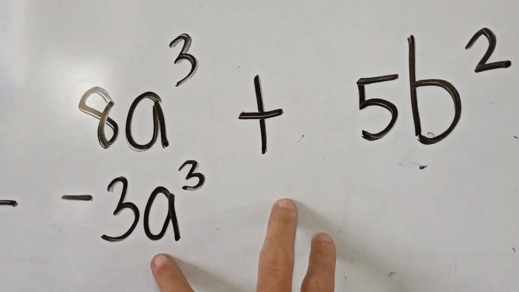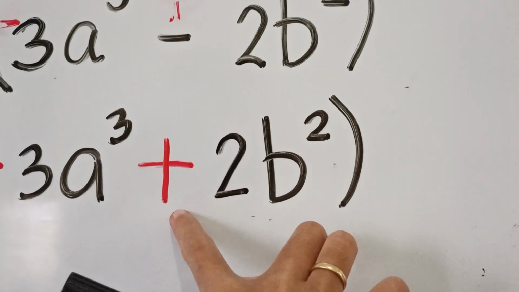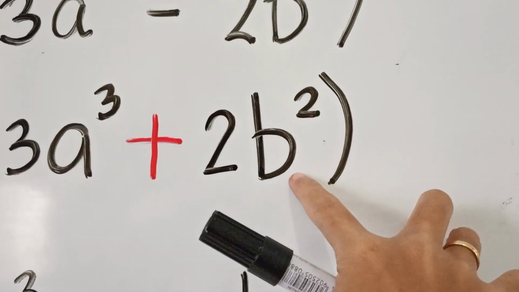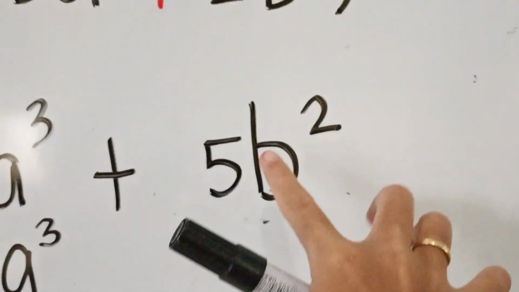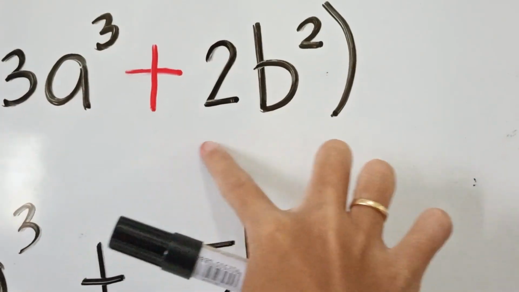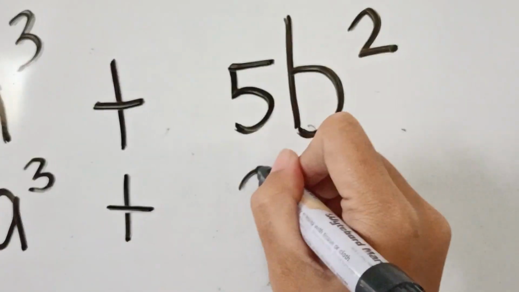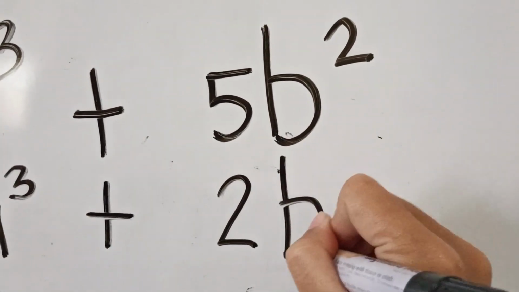As you can see, they are both a cubed. Now let's proceed with positive 2b squared. Since it's b squared, we're going to write it underneath the positive 5b squared, since they are the same terms, they have the same variables and exponents.